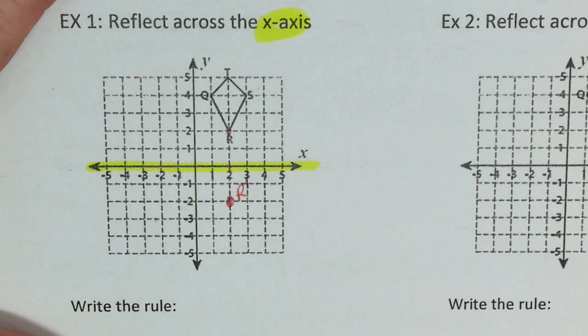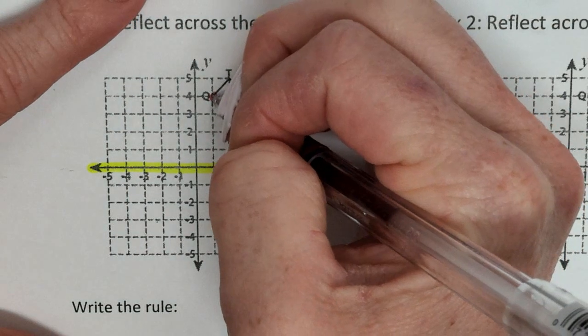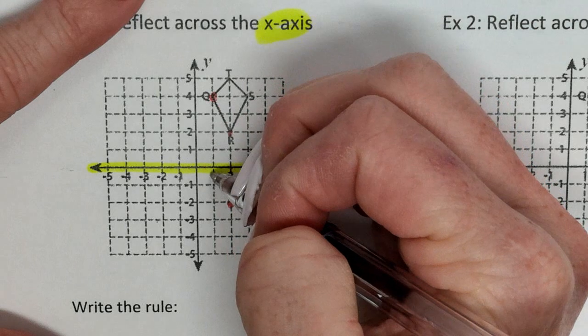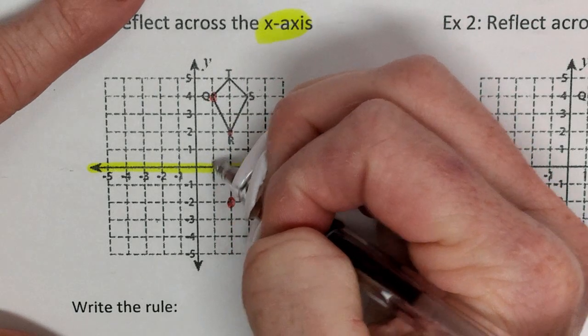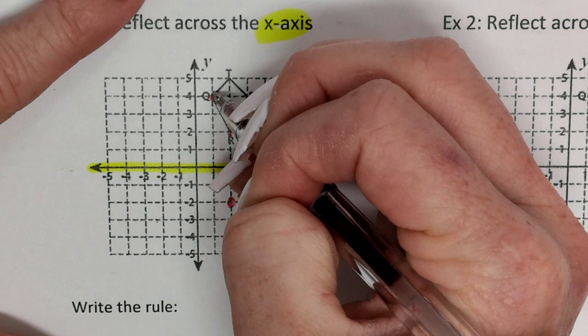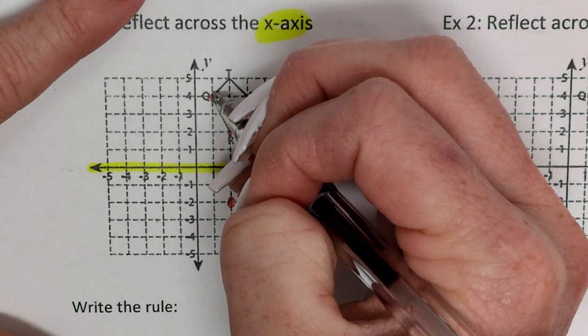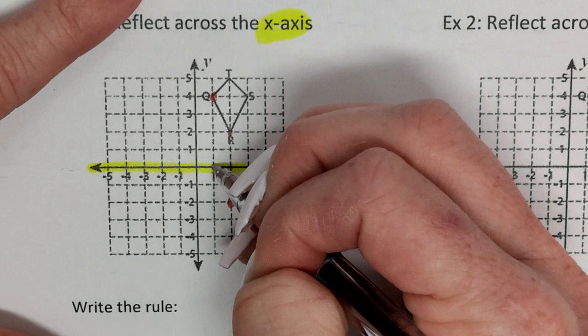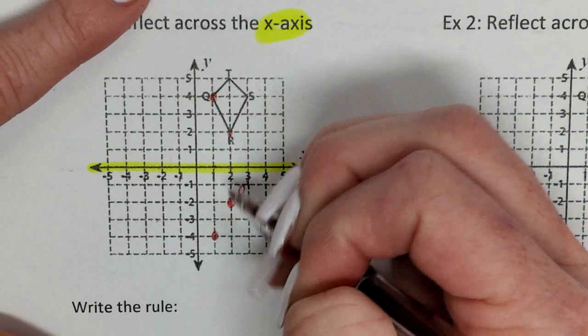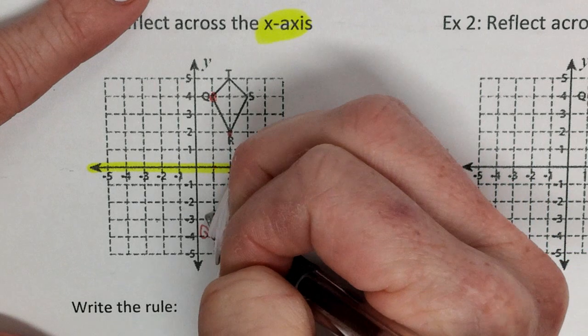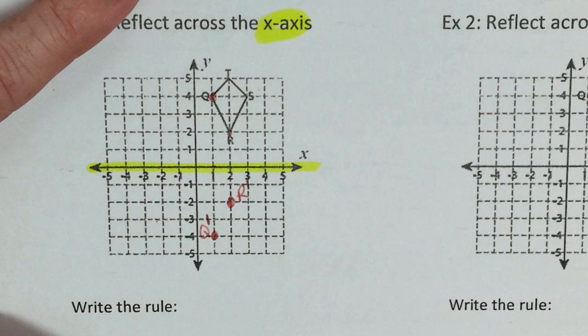All right, let's go do Q. Find Q. I am on the x-axis at 1. How far up am I from the x-axis? 4. So instead of being up 4, I'm going to go down 4, and that is my new Q. And again, I must put a little prime on it because it's new.